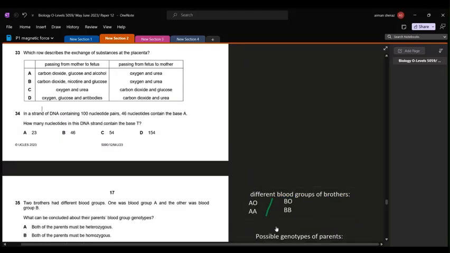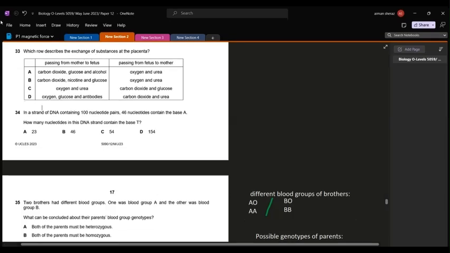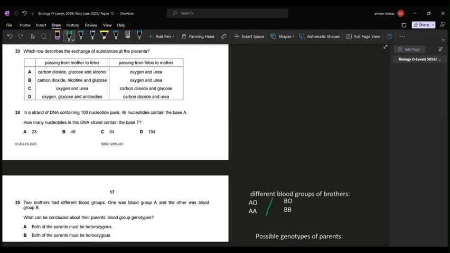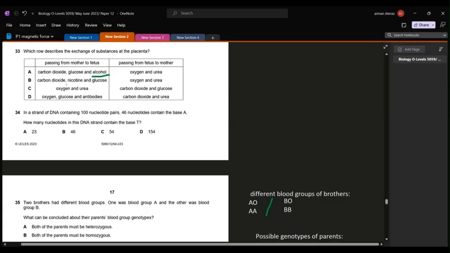Question number 33. Which row describes the exchange of substances at the placenta? If you check the substances that pass from the mother to the fetus, they cannot be the waste products or other useless substances. There have to be some useful substances that help the fetus to grow and also support the fetus's function, because the fetus does not have lungs or other body parts yet. So if you see options A and B, they have waste materials, carbon dioxide, alcohol, nicotine, which are useless substances for the fetus. So these options will be ruled out.